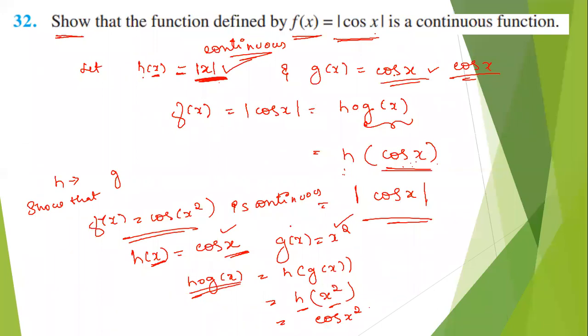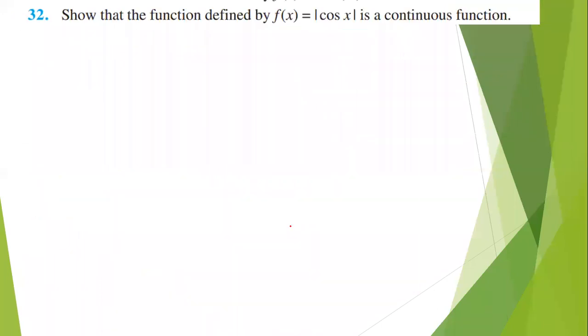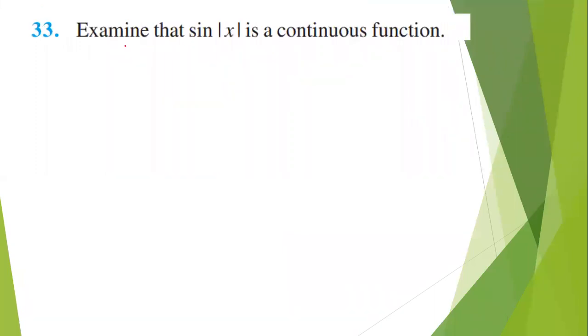Let's move on to the next one. Examine sine of mod x is continuous. So how to do this? That time we proved modulus of cos x. Here sine of mod x. So here what will be h of x? If we take h of x as sine x and g of x as modulus of x, then what will be h of g of x?